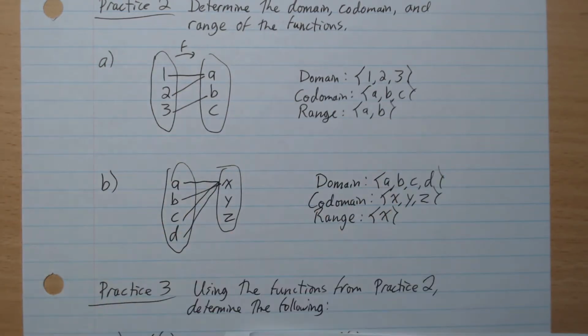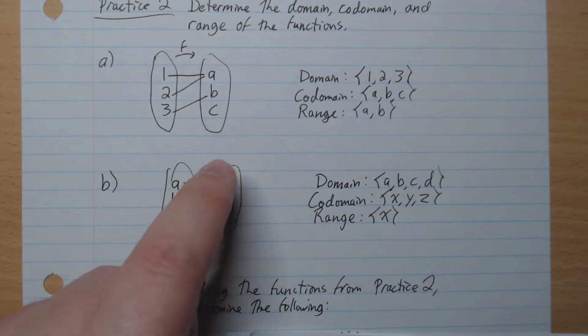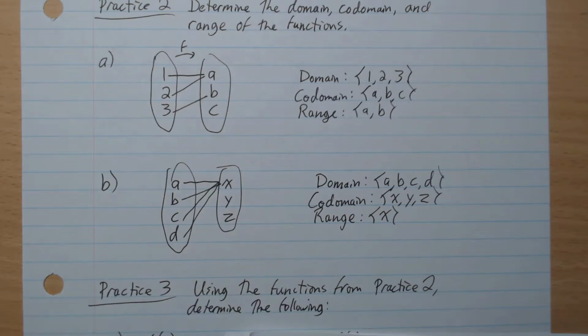Domain A, B, C, D. Codomain X, Y, Z. And the range is X, just the set with the element X in it.